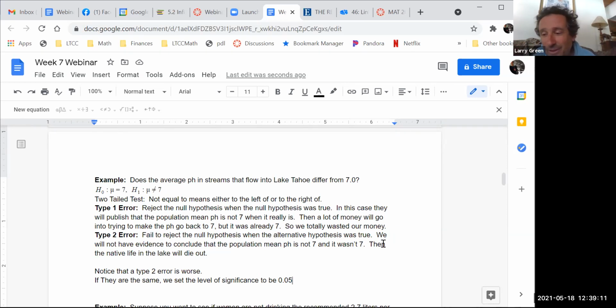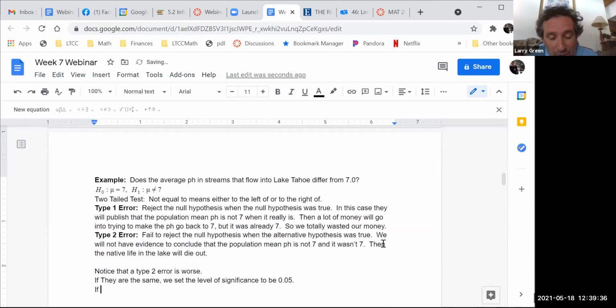With confidence intervals, you talk about the probability that you're right. With hypothesis testing, you talk about the probability that you're wrong. Sorry about that. But it's just the way all the statisticians do it. So we're going to use 5% as the standard. So 5% or 0.05 if they're the same.